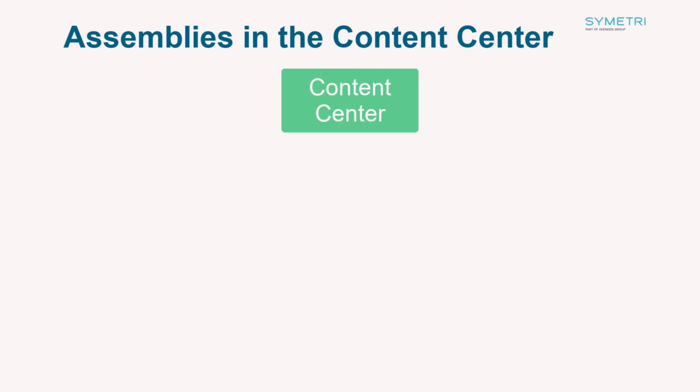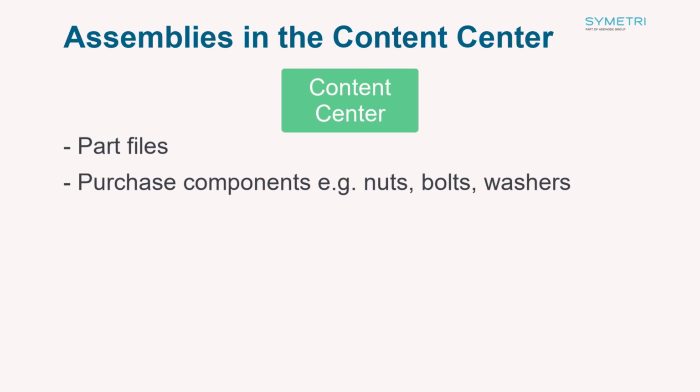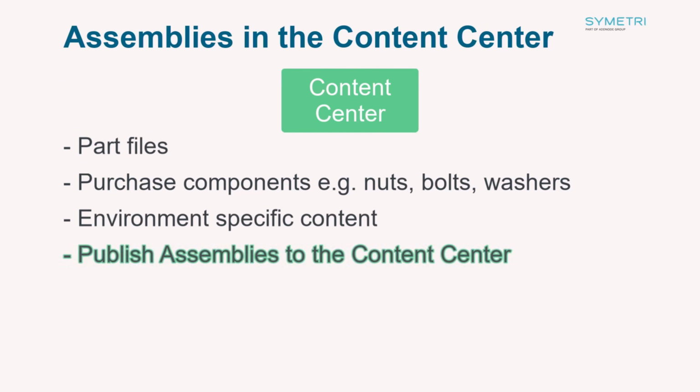Previously, the Content Center is a library of standard-driven part files that can be generated based off their parameters. These are usually purchased components like nuts, bolts and washers, as well as files for environments like tube and pipe and frame generator. We now have a new publish option that allows us to work with assemblies in the Content Center. These are only standard assemblies or model states.